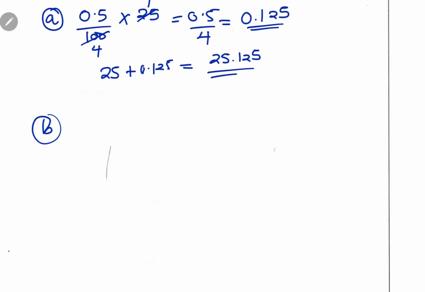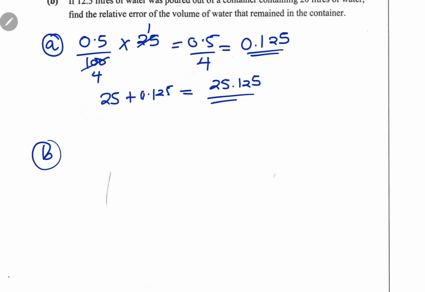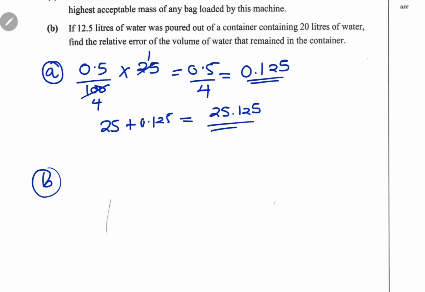Then for question B, we are told if 12.5 liters of water was poured out of a container containing 20 liters, then you lose 12.5, which means you remain with 7.5. Find the relative error of the volume of water that remained. So what remained is 7.5 liters. Find the relative error.